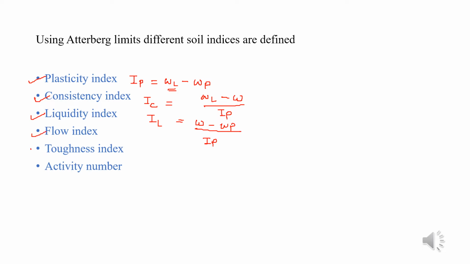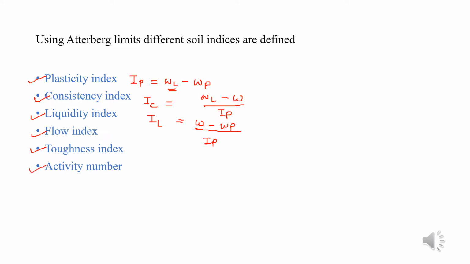Now, talking about flow index and toughness index, for now we can just skip these two indices, because things would be clearer when we discuss how we determine the liquid limit or plastic limit in the laboratory through the standard tests. While describing the tests, we will learn about the terms flow index and toughness index. So for now, let's just skip it.